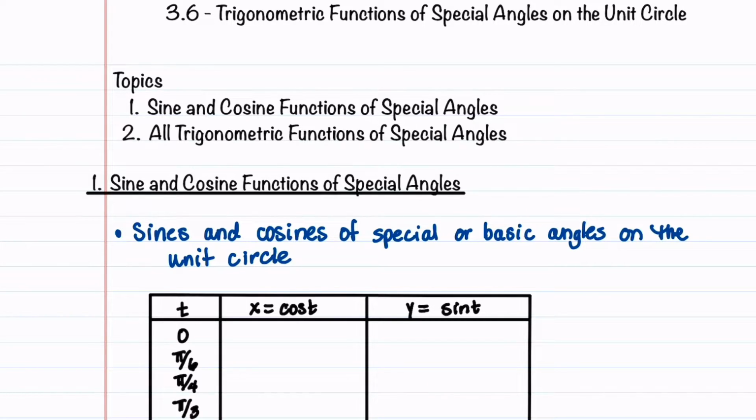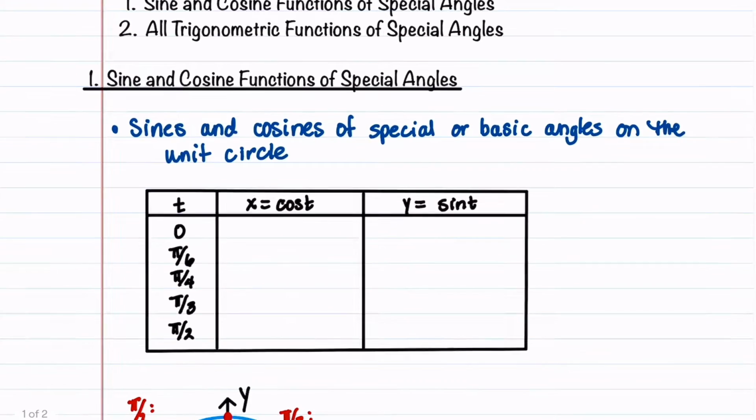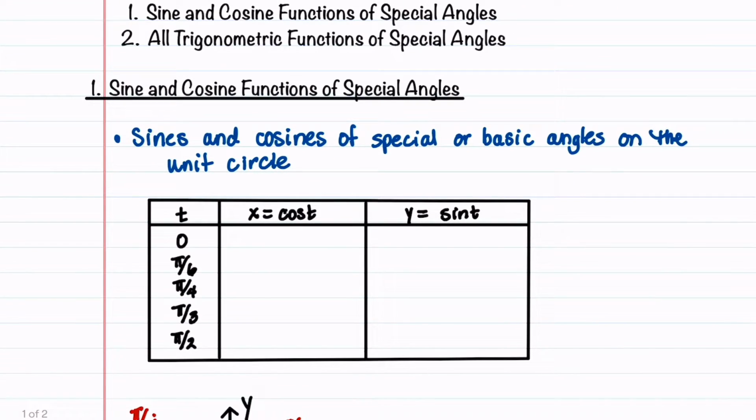In this video, I'm going to explain how to find the 6 trigonometric functions of basic angles on the unit circle. We'll begin by finding the sine and cosine of special angles on the unit circle.